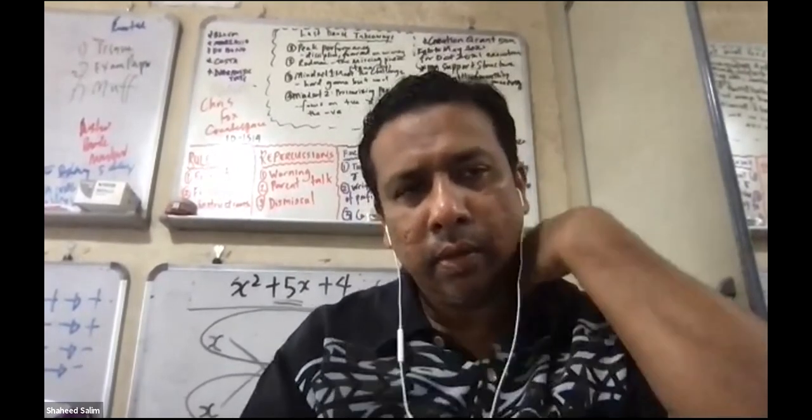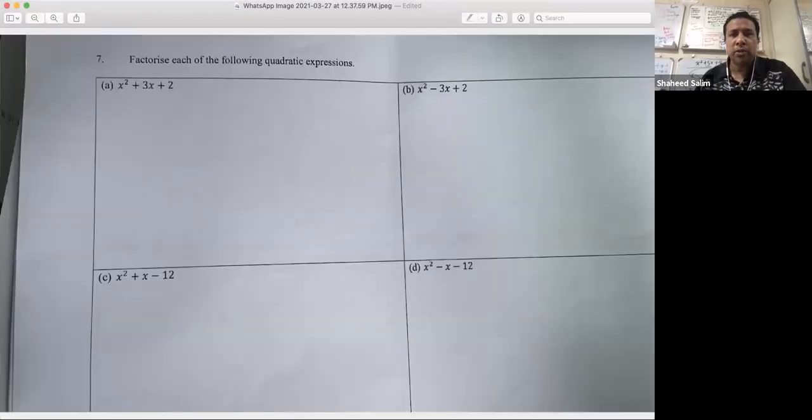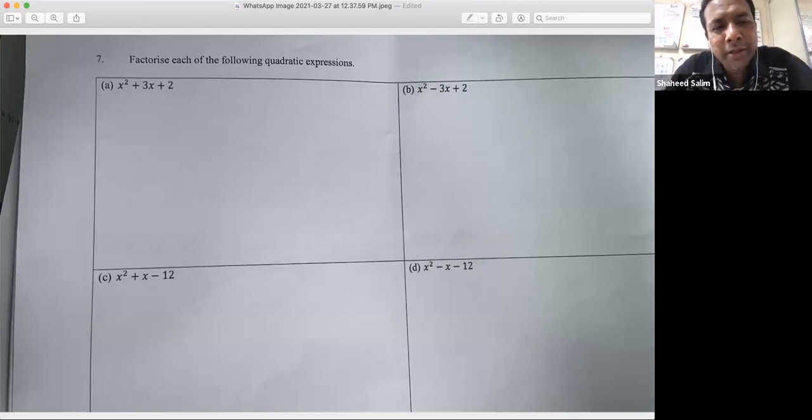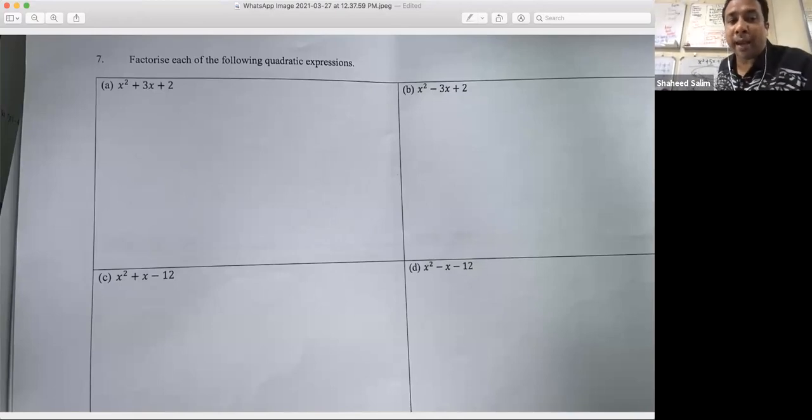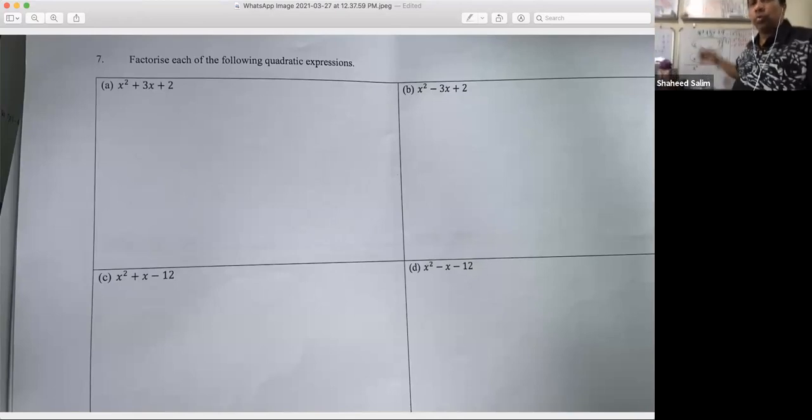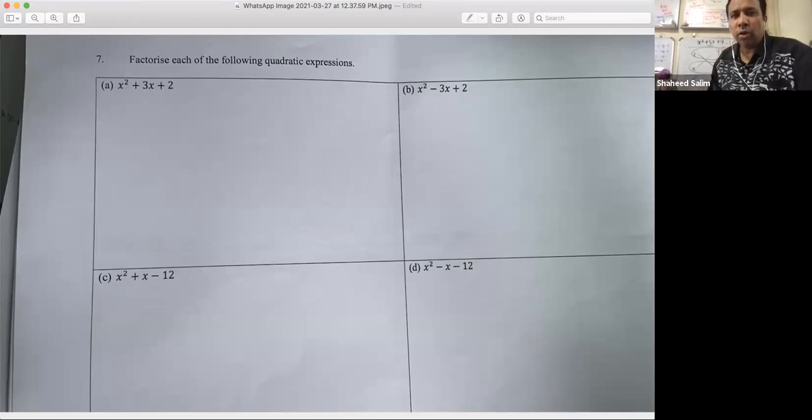Okay, so we can try the ones in your book here lah. Right, this is in your book, right? This is what you have just sent me, right? So now, in order to do this, we do this method. If you want to write it down, no problem. This is called the completing the square method.